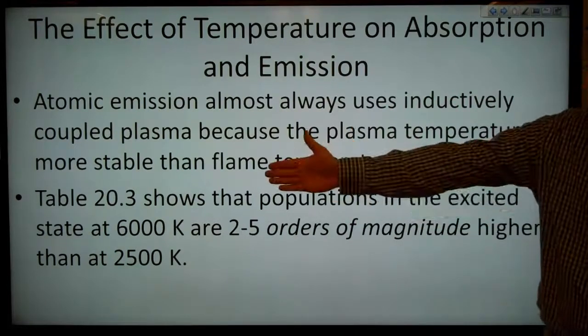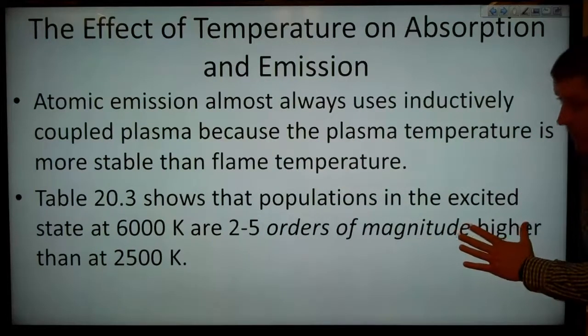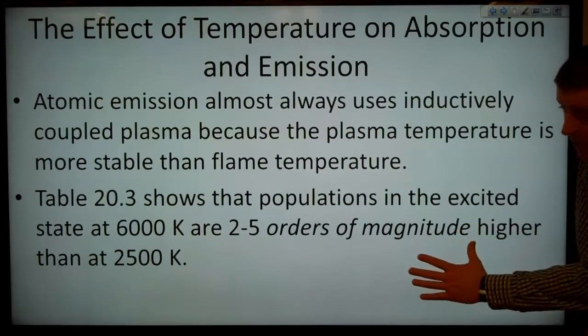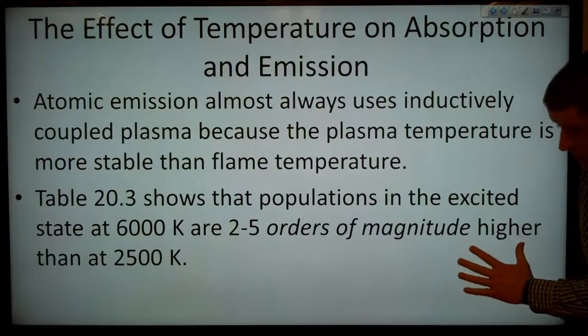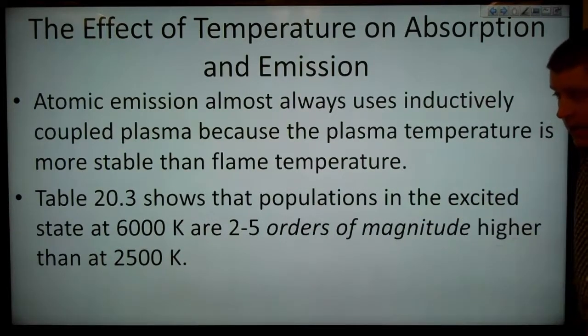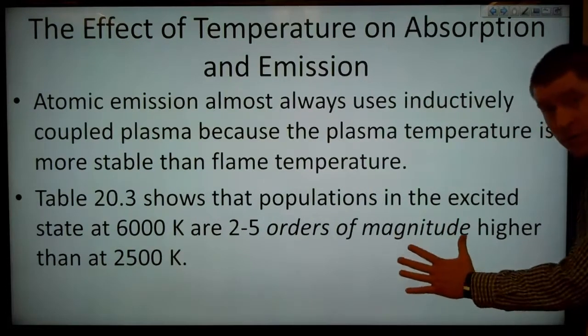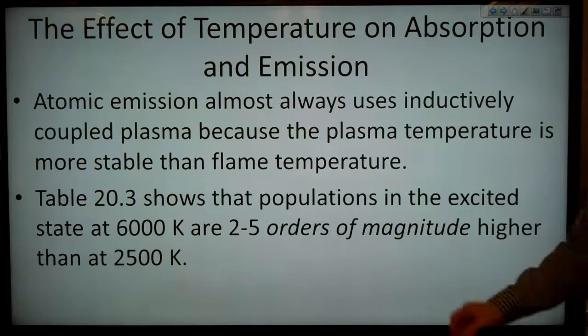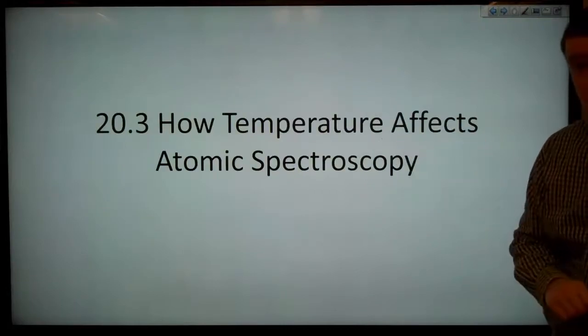So Table 20.3 in the book shows that the populations in the excited state at 6000 kelvin are 2 to 5 orders of magnitude higher than at 2500 kelvin. Note that this is 2 to 5 orders of magnitude, not 2 to 5 times larger. And that was how temperature affects atomic spectroscopy.